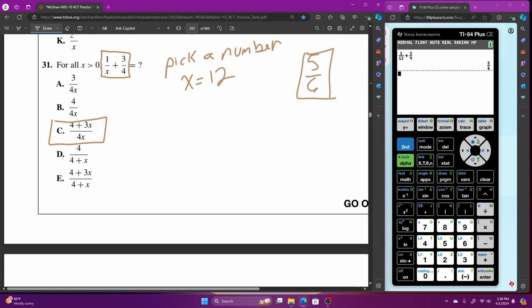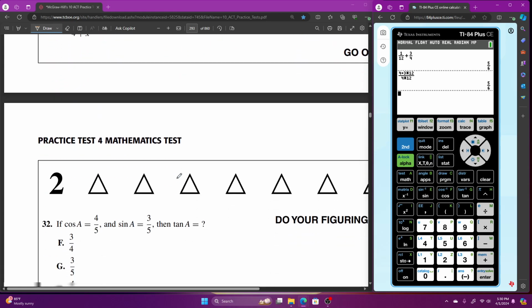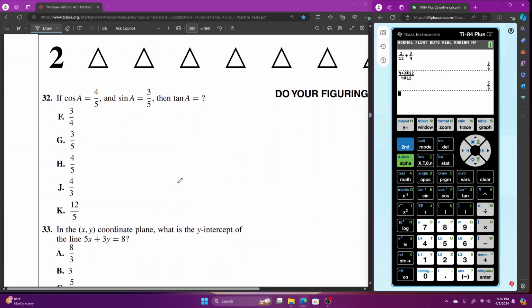And we already know that A and B are not the answer, so I'm going to go all the way to C, put in another fraction. Numerator says 4 plus 3 times x, but instead of x we're putting 12. Why? Because we picked a number. We picked 12. And the denominator 4 times 12. And look at that, equivalent fraction. We know we got the answer. Two ways on the calculator, either by equivalent graphs or equivalent fractions. And then we're going to keep moving forward to question number 32.